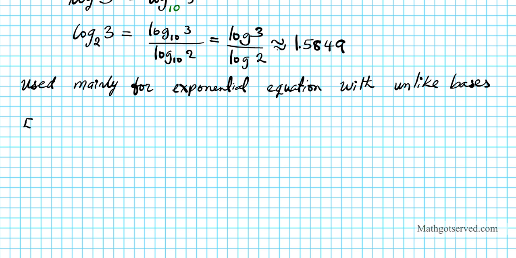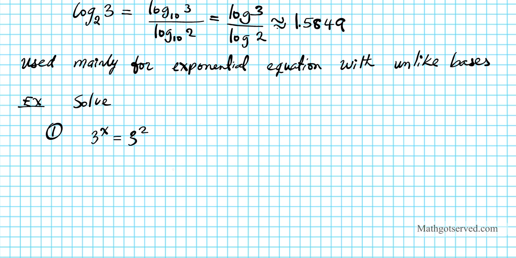Take a look at this, for instance. If I wanted to solve this equation, 3 to the x equals 3 squared, the bases are the same, right? So I can simply go log base 3 of 3 to the x equals log base 3 of 3 squared. You notice these are inverses, they cancel out. I'll have x equals 2. So I have an exact answer here. I did not have to use a common logarithm, okay, because the bases are identical.